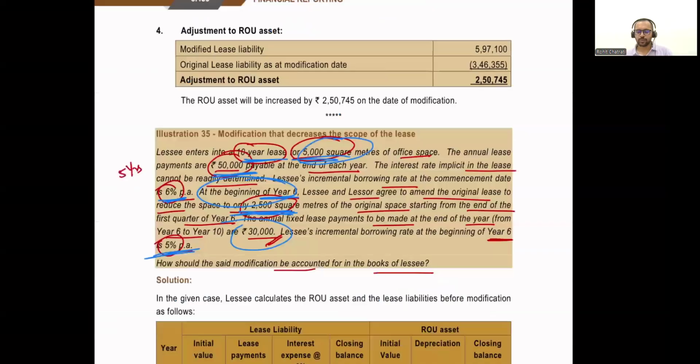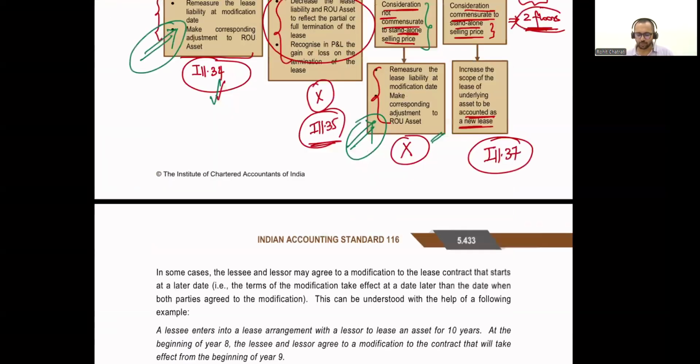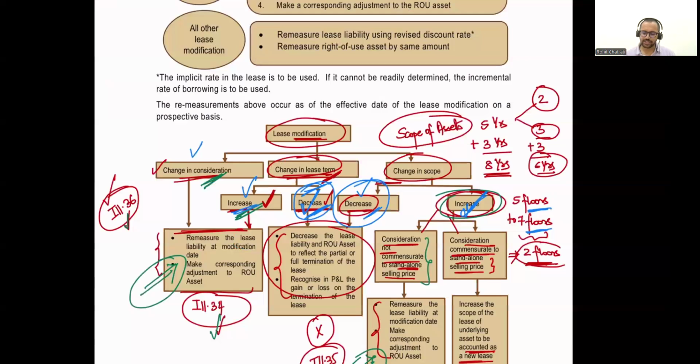With this, we are done with the four branches that we saw over here: change in consideration, change in lease term, increase and decrease of lease term, and decrease in the scope of lease.